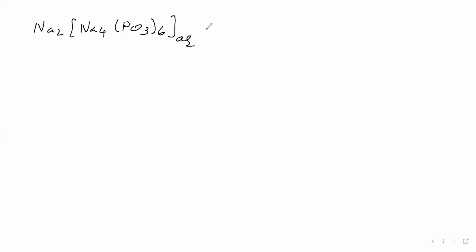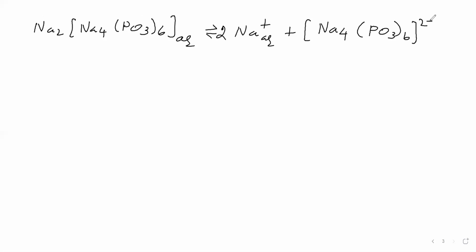Therefore, if you dissolve this in water, it dissociates into ions. This becomes 2 Na+ going into solution, and the anion is the complex, [Na4(PO3)6]2-. So this exists in this form in the aqueous solution. This complete complex acts as one anion. Now we have an idea about this Calgon.